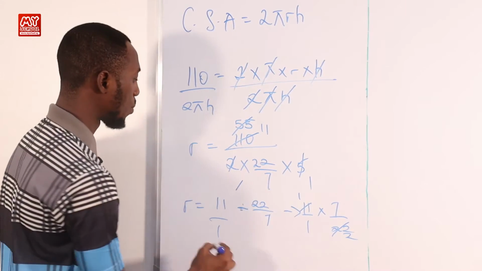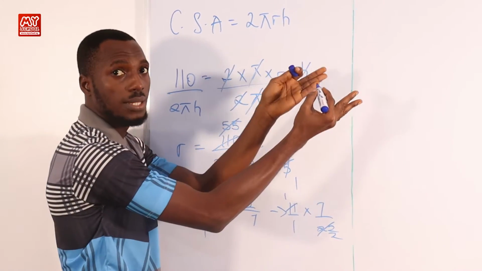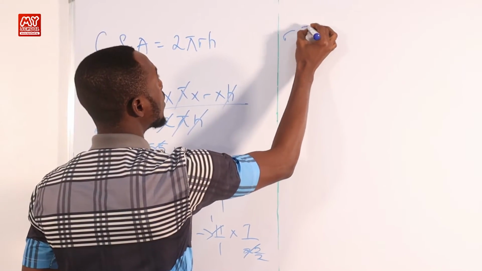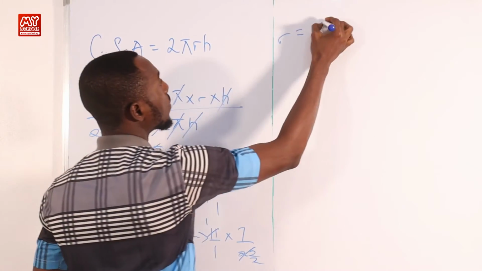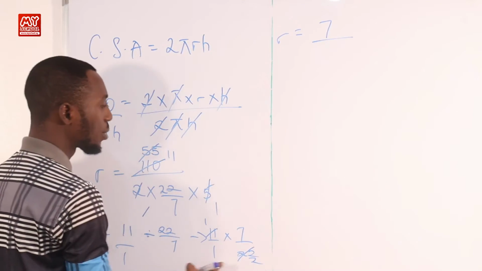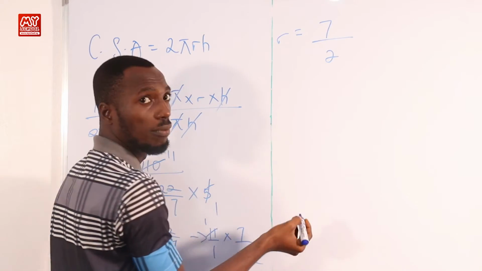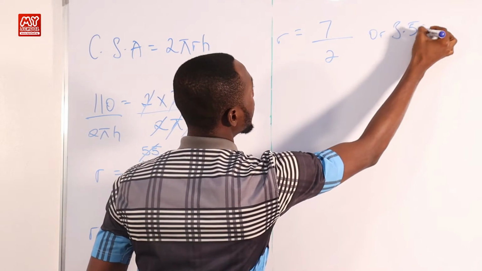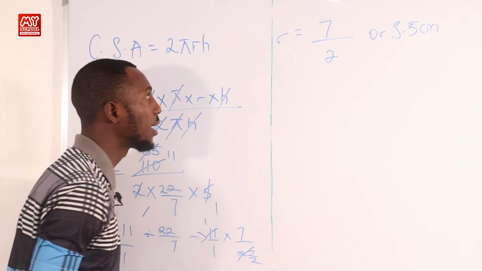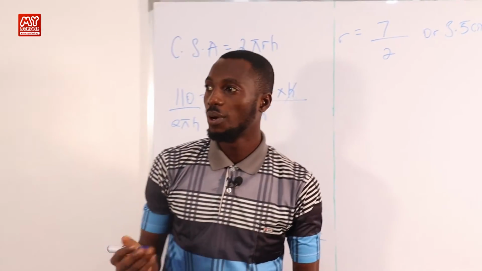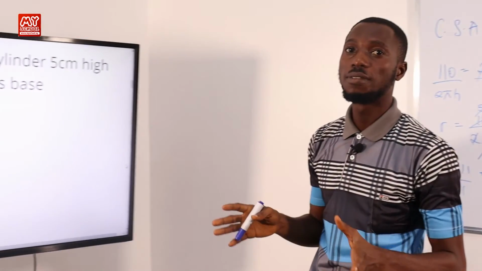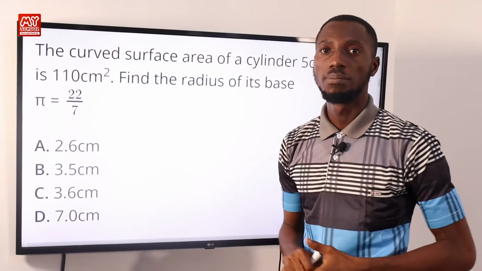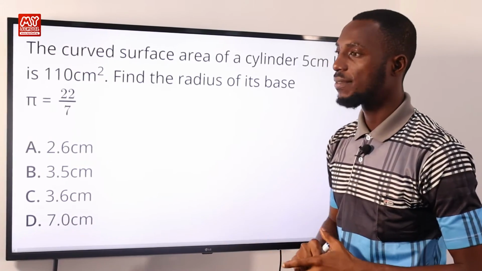So we have 7 times 1. Let's move to the other side so that we can have clarity and enough space to express our answer. So we'd have 7 times 1, we have 7 over 2 times 1, we have 2. 7 over 2, when you divide it, you can have 3.5 centimeter. So let's count through our options together, where we have 7 over 2 or 3.5 centimeter. So that makes option B correct, 3.5 centimeter.